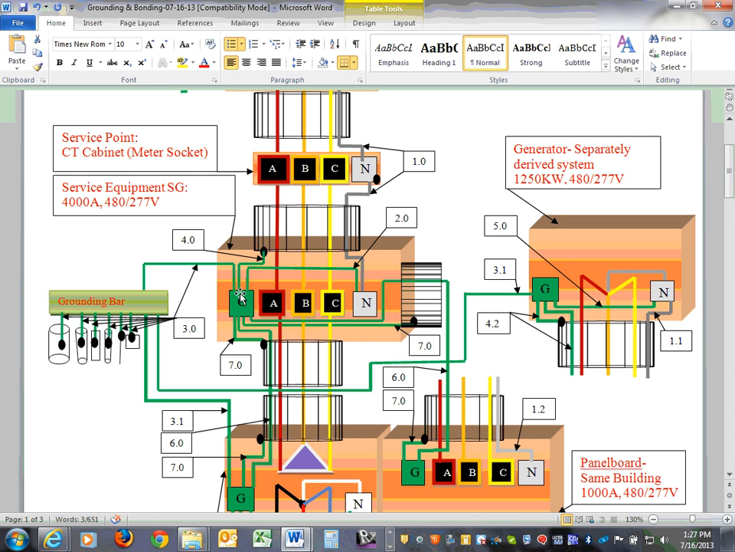Why do they call this supply? Anybody wonder why bonding jumper? Because it bonds the conduits bringing the service into the equipment frame, the box that the service is. That's where the bonding jumper is.